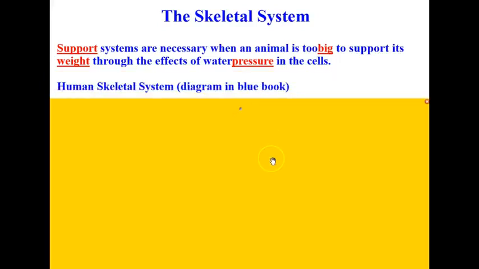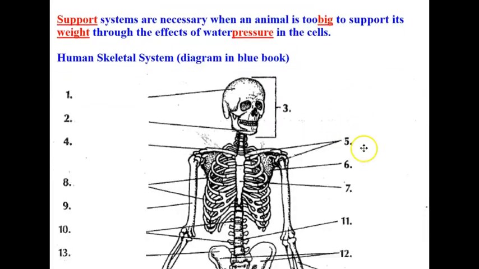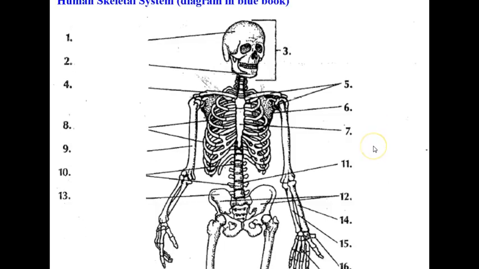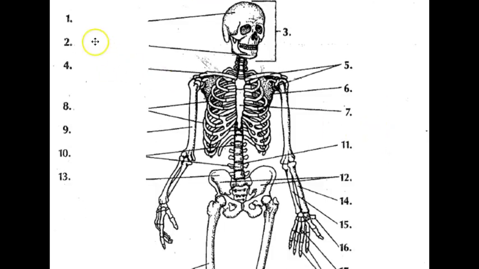Next, we're going to label the human skeletal system diagram that's in your blue workbook. So if you don't have that, go ahead and grab it, pause the video, and come back. And we're going to go ahead now and get started here with structure 1, which is the cranium. Common word skull, but you'd use the word cranium there. The mandible, which is the jaw. And of course, 3 all together, the mandible and the cranium together, make up the skull.